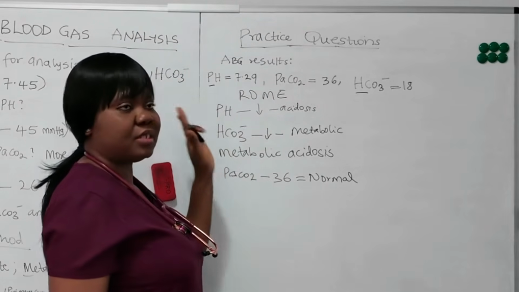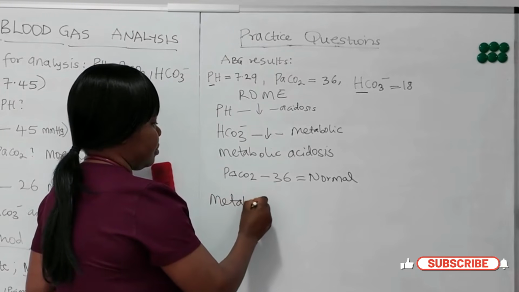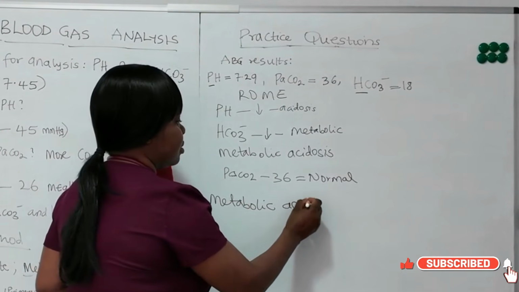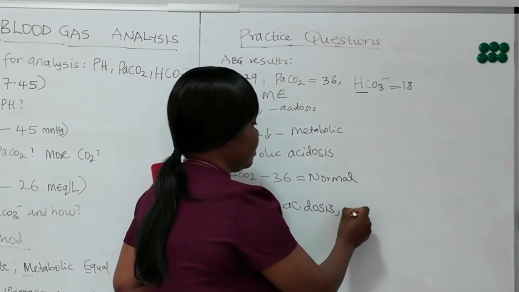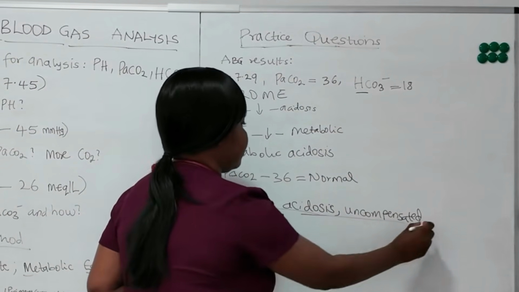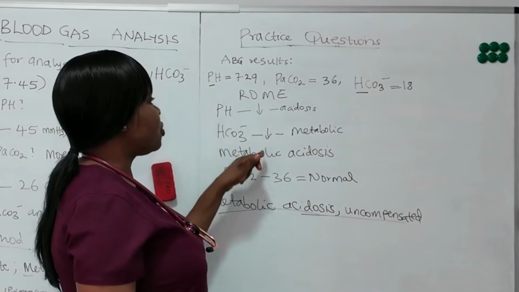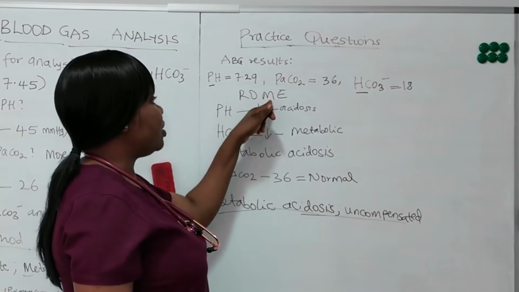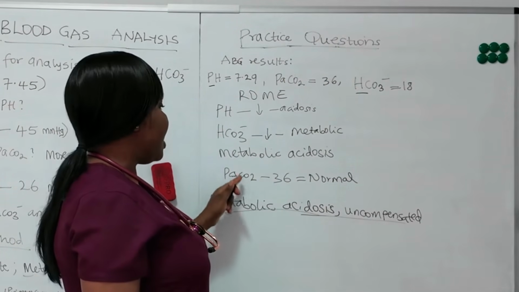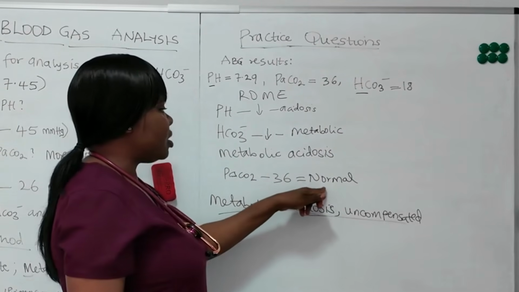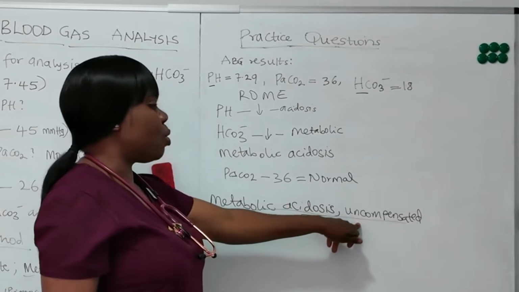So the final answer for this analysis will be metabolic acidosis, uncompensated. So that will be the final answer. Metabolic acidosis, because the arrows are going in the same direction, which is metabolic equal, and it's a metabolic issue. We've established that, and then we know that the lung is not doing anything. The lung is just normal in range, so it's not doing anything in compensating. So we say it's uncompensated.